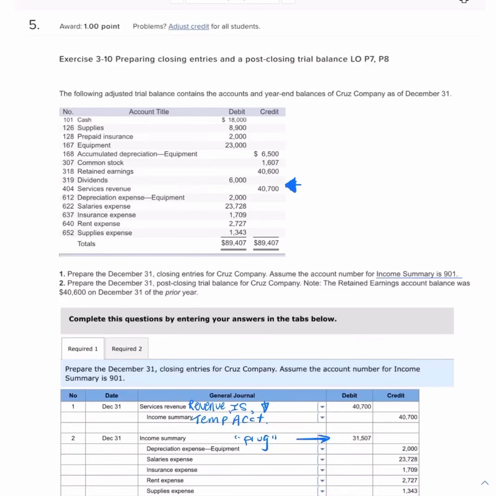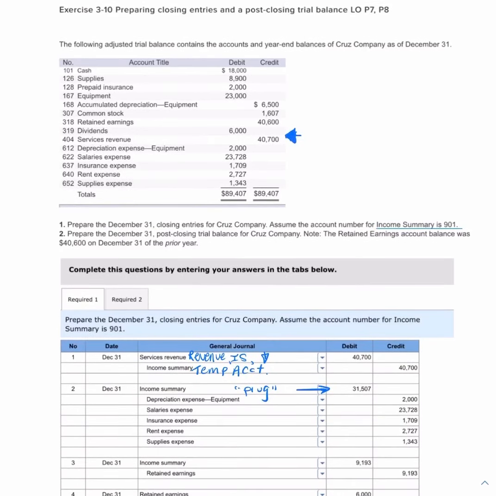So the very first thing we're going to do is eliminate our depreciation expense. Then we'll get rid of our salaries expense, our insurance expense, our rent expense, and finally supplies expense. When we do all of that, all of these will now be credited because they're all expense accounts. Expense accounts typically increase with a debit.